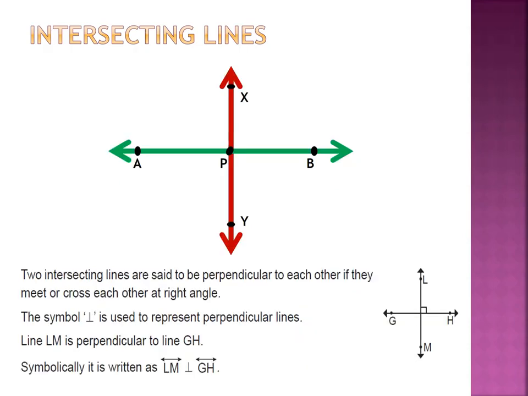In this slide, we are going to learn about perpendicular lines. Two intersecting lines are said to be perpendicular to each other if they meet or cross each other at a right angle. We can see this in the picture here. XY red line is intersecting with AB green line at one point, and that point is named P, and the angle created here is a right angle. Here we can see the symbol for perpendicular in the slide. Line LM is perpendicular to GH, symbolically written. So how to write it symbolically and the symbol used for perpendicular we can see on the slide.